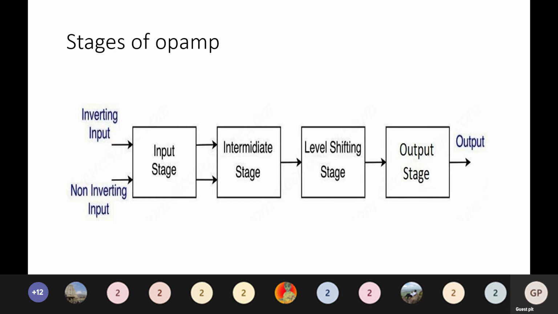The first one is the input stage. The input stage is a dual input balanced output differential amplifier. Both the input stage and intermediate stage have only differential amplifiers. The first one is a dual input balanced output differential amplifier, and the intermediate stage is a dual input unbalanced output differential amplifier. So what is the purpose of these differential amplifiers in the input and intermediate stages? Since we are using differential amplifiers, we'll satisfy 2 main criteria.